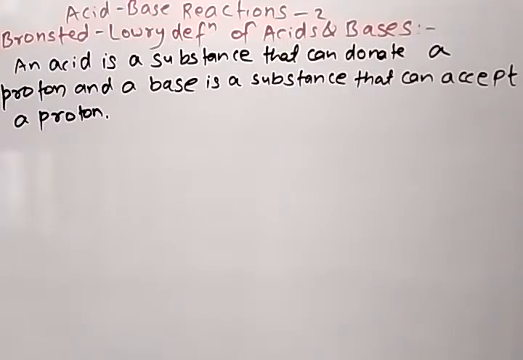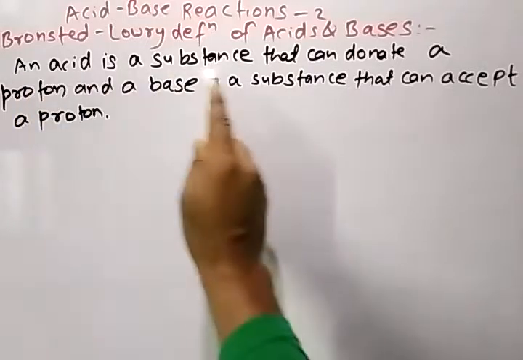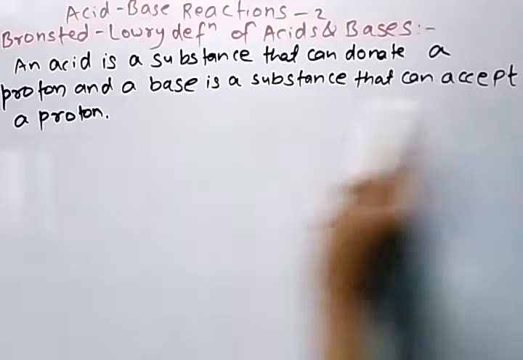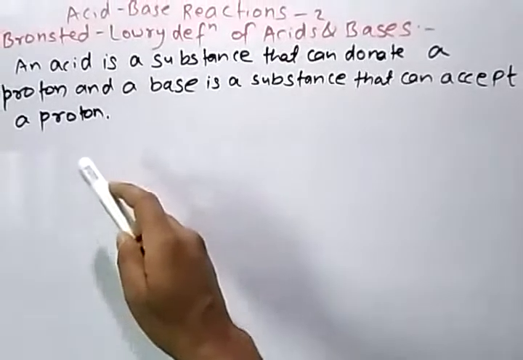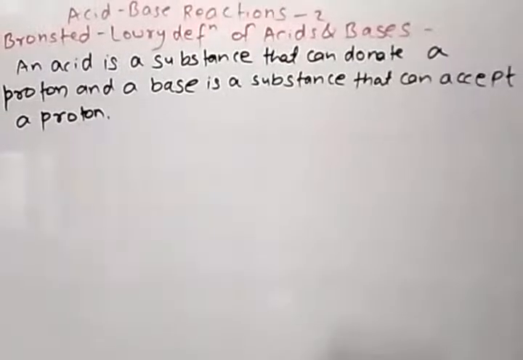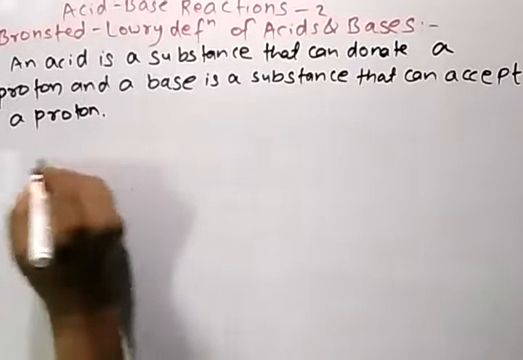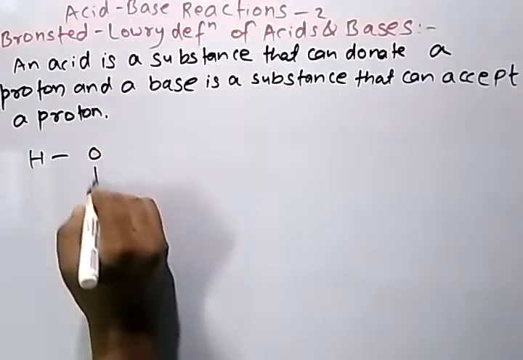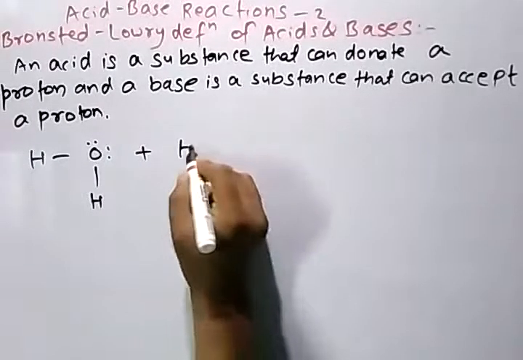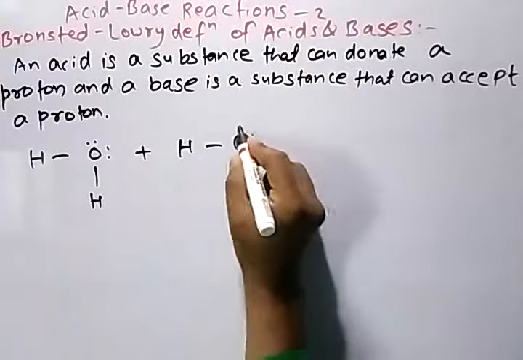This is the second video on acid-base reactions, and here you will study the Bronsted-Lowry definitions of acids and bases. An acid is a substance that can donate a proton, and a base is a substance that can accept a proton. Now, proton means a hydrogen cation. For example, this is a water molecule and this is hydrochloric acid.